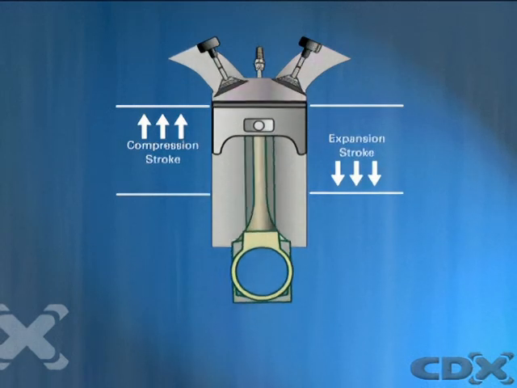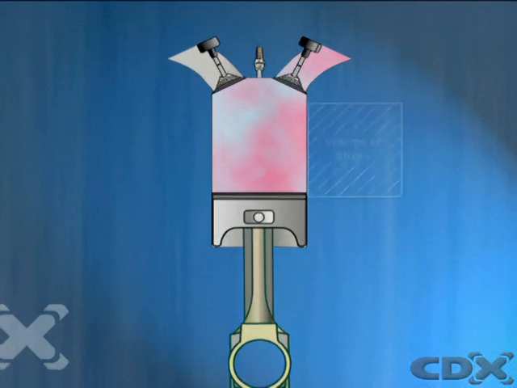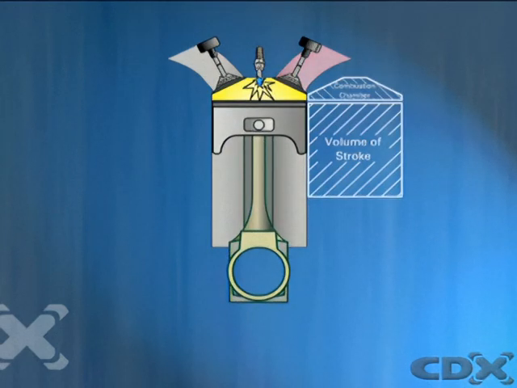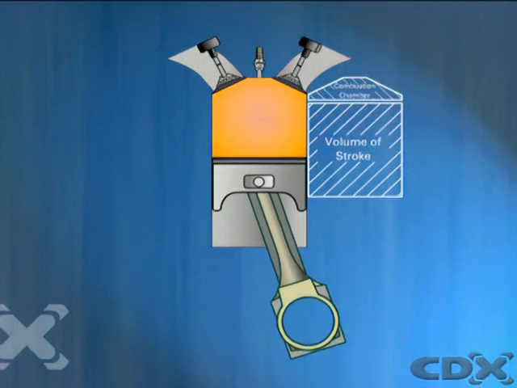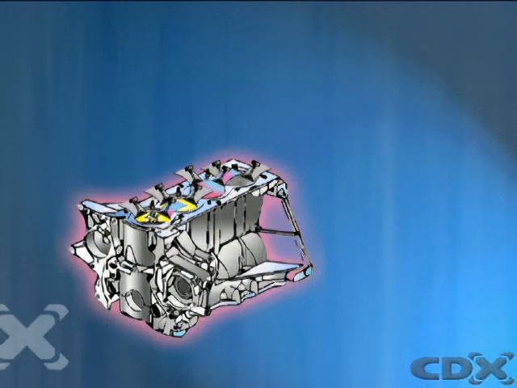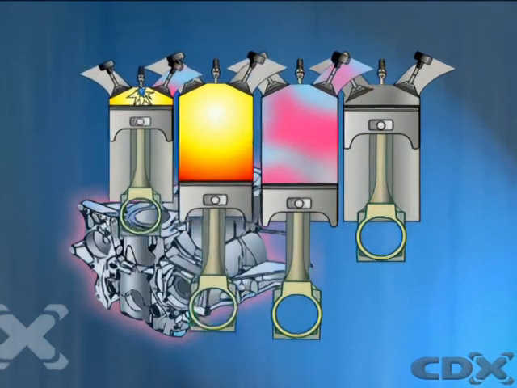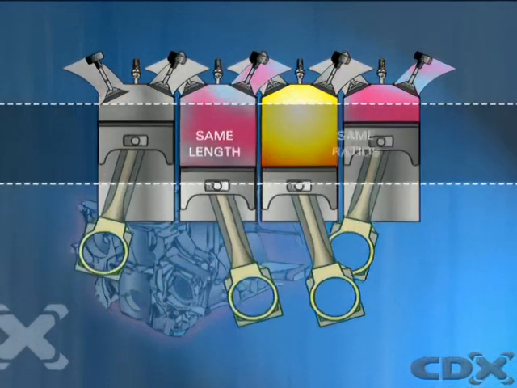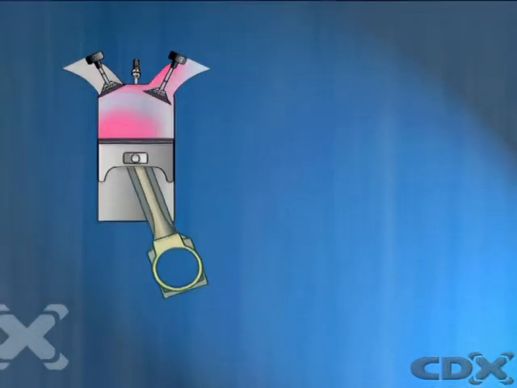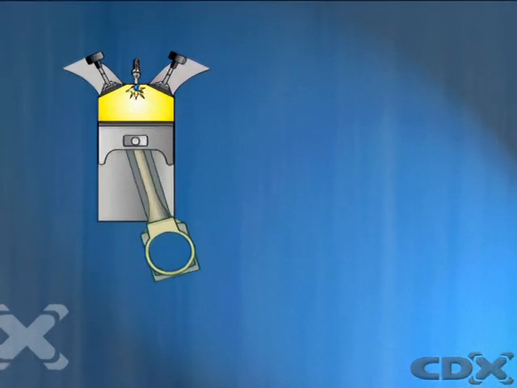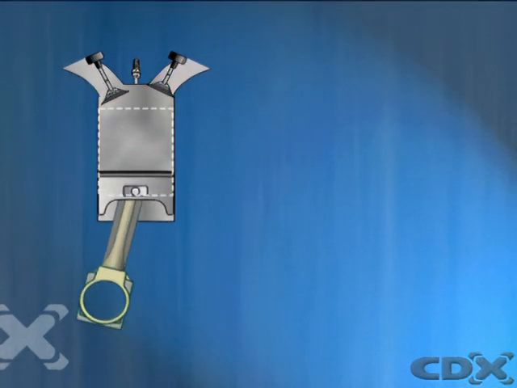The compression and expansion ratios are calculated by adding the volume of each whole stroke to the volume of the combustion chamber and then dividing that figure by the combustion chamber volume. In a conventional four-stroke engine, the stroke in each cylinder is the same length, so the ratios are the same. Increasing engine efficiency by extending the stroke and raising the expansion ratio also raises the compression ratio.